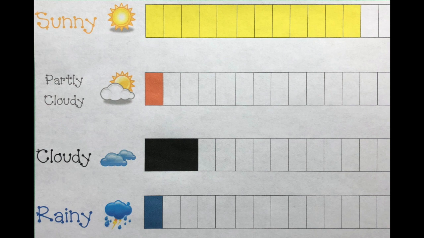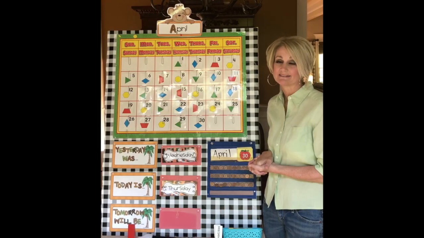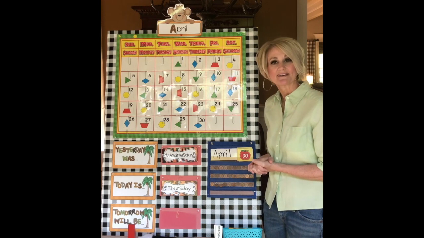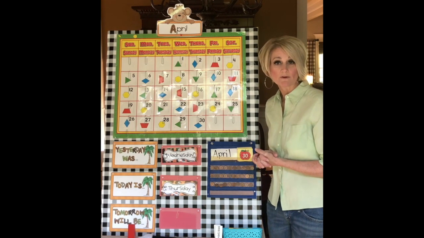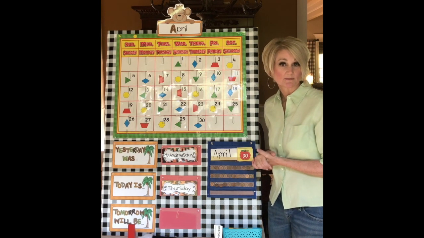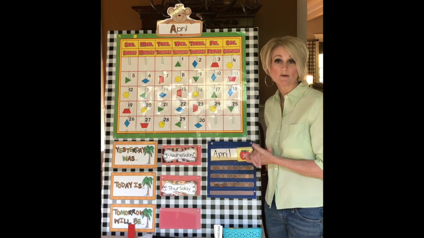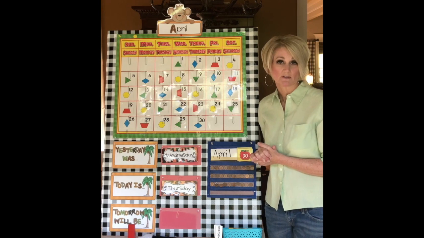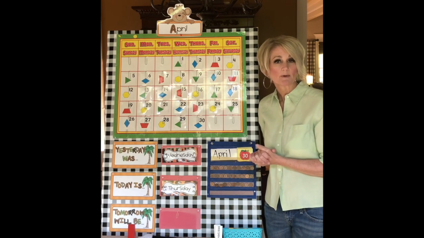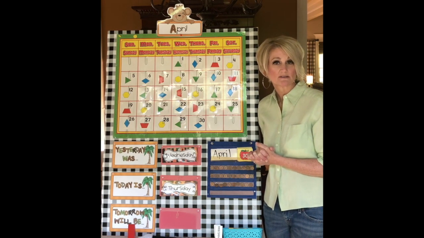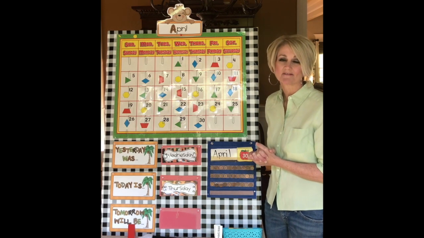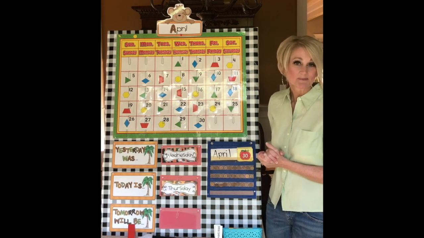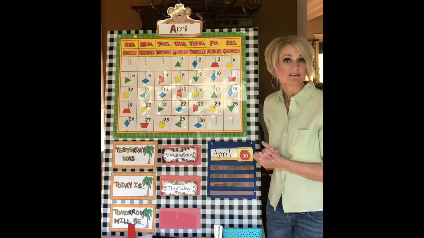What have we had the least of? Yes, partly cloudy and rainy. Yes, very good. So our weather graph was very easy to read because we've had mostly sunny days and all those bars are colored. So since we're coloring bars, what is that graph called? Yes, a bar graph. Good job. Let's move on into telling time.